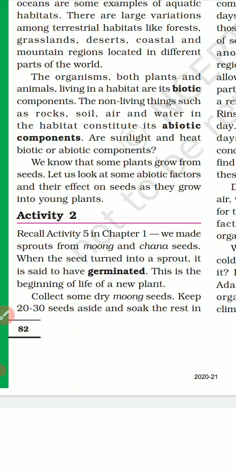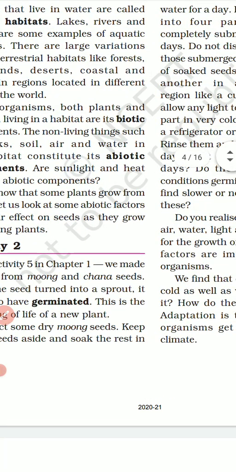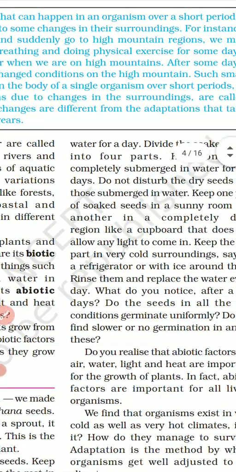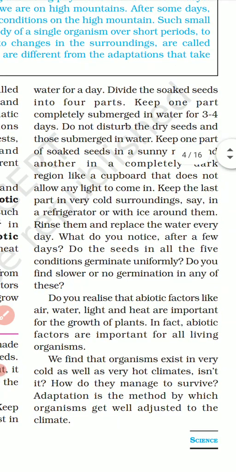Collect some dry moong seeds, keep 20 to 30 seeds aside and soak the rest. Now here you have to be careful. Okay, children, you have to do this activity. You have to keep 20 to 30 seeds aside. Then soak the rest. You have to keep 20 to 30 aside and soak the rest in water for a day.